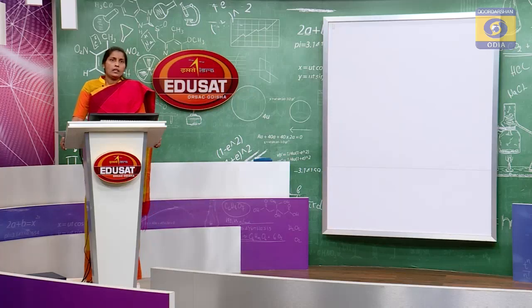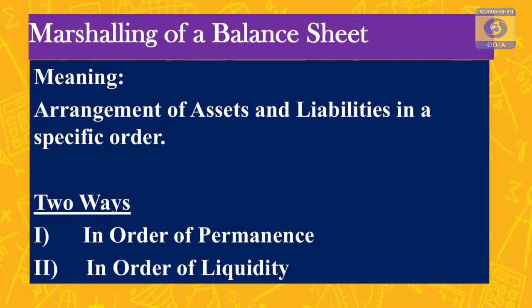Now there is something called marshalling in case of a balance sheet. Now what is this marshalling? Marshalling means arrangement of assets and liabilities in a specific order. So when we are arranging the assets and liabilities in a balance sheet, they have to be arranged in a particular order. In what ways can we arrange? They can be arranged in 2 ways. First is in the order of permanence, and the second is in the order of liquidity.